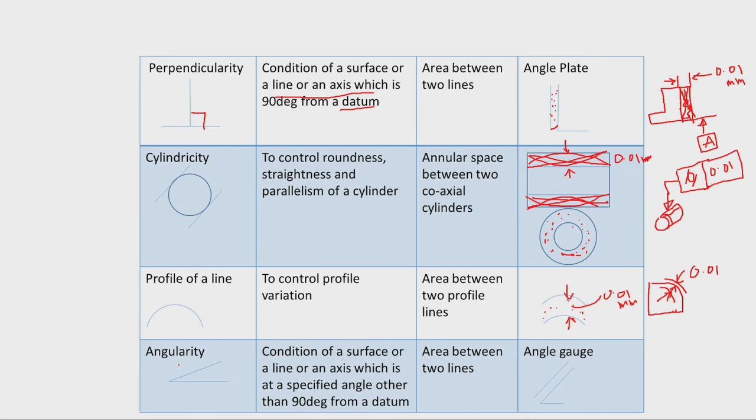Similarly, angularity. Sometimes we have to maintain the angle between two surfaces or two lines or two axes, and the angle is other than 90 degrees. If it is 90 degrees, then we say it is perpendicularity. Other than 90, we say angularity. Say we have a part like this, and this is the working surface. This angle is to be controlled with reference to this datum surface. So, what we do? We draw another line parallel to this, and all the high points and low points on this particular surface should lie within the tolerance that is allowed. It can be 0.01 or so, depending upon the application we can specify the deviation from angularity.